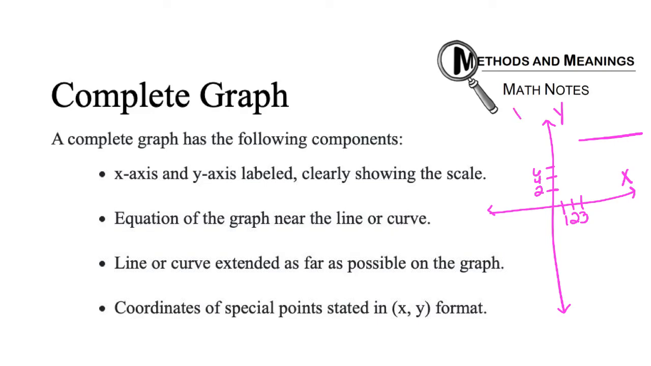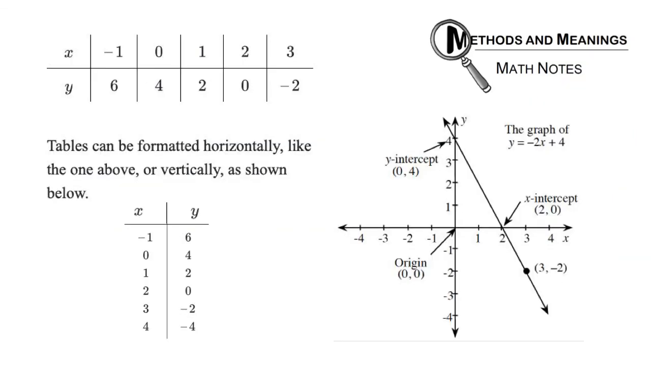Extend your graph as far as possible on the graph and make lines on there, make arrows on there if that works. And then coordinates of special points stated in XY format. You might state like this is over 0 up 6. And this one here is over 2 up 0, something like that. It says that your tables can be formatted horizontally like the one above or vertically as shown below. And then there's an example of a completed graph.